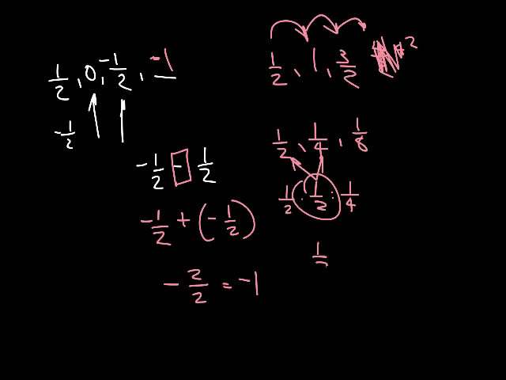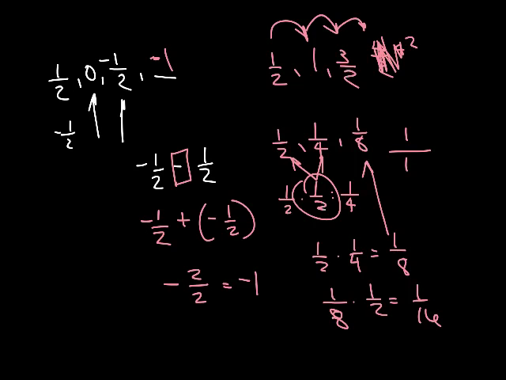What happens if we take 1/2 times 1/4? We get 1/8, which is what we have there. So that works. So the next number would be 1/8 times 1/2, which is 1/16. So that would be 1/16 would be the next number.